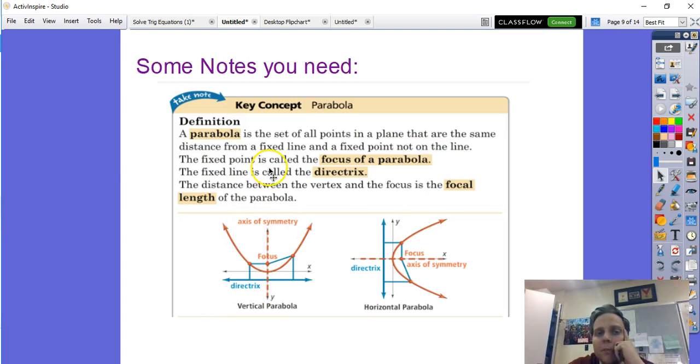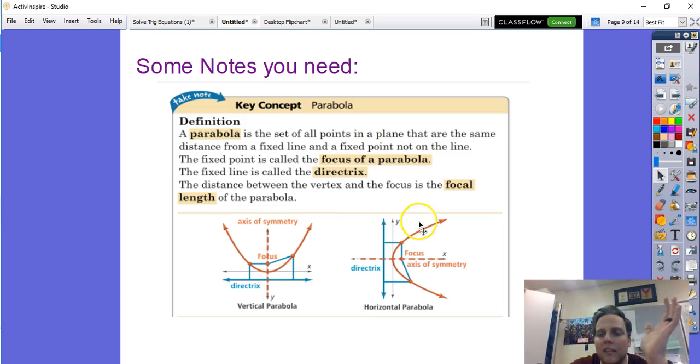The fixed point is called the focus of a parabola. So we have a focus. It's inside the parabola. And the fixed line is called the directrix. That's a line outside the parabola. Look at all these little blue lines you see drawn. We see this one right here? This middle thing is the focus. The distance from a point on the parabola to the focus is the same as the distance from that point on the parabola to the directrix. And the same can be said over here. The distance from the focus to the point on the parabola is the same distance as from the point on the parabola to the directrix. Okay, so why does that matter?